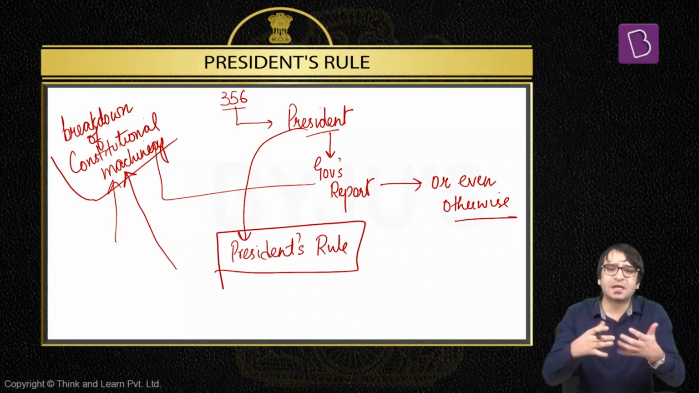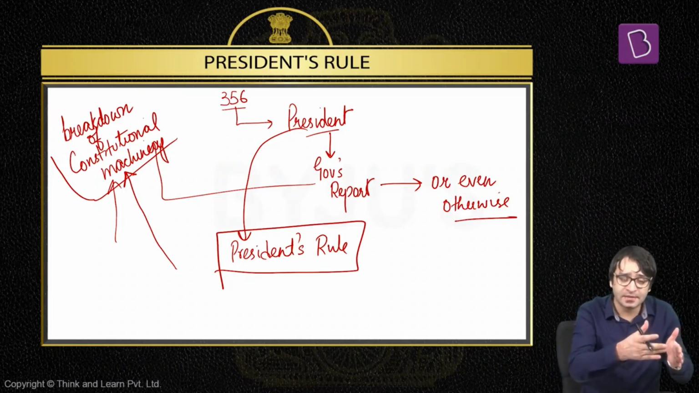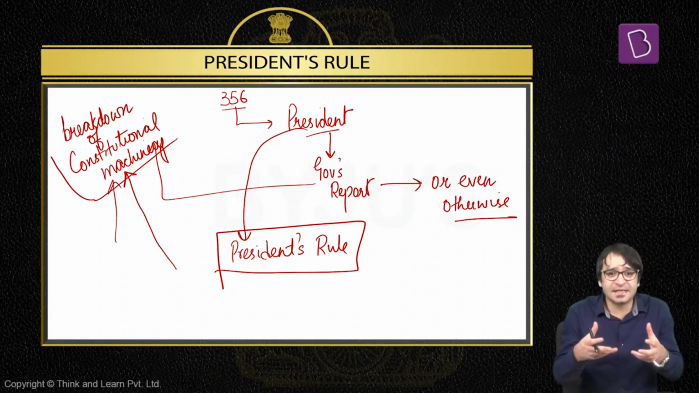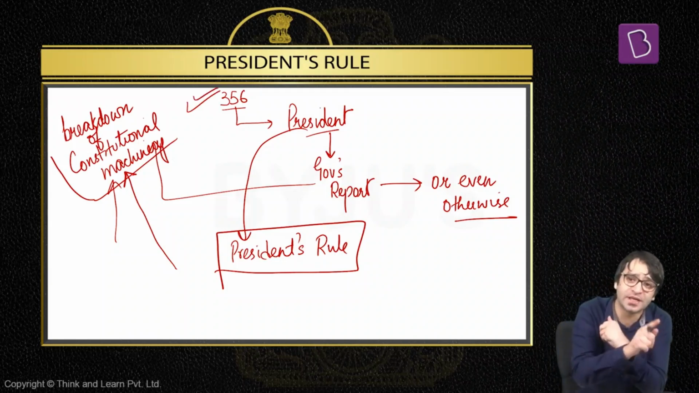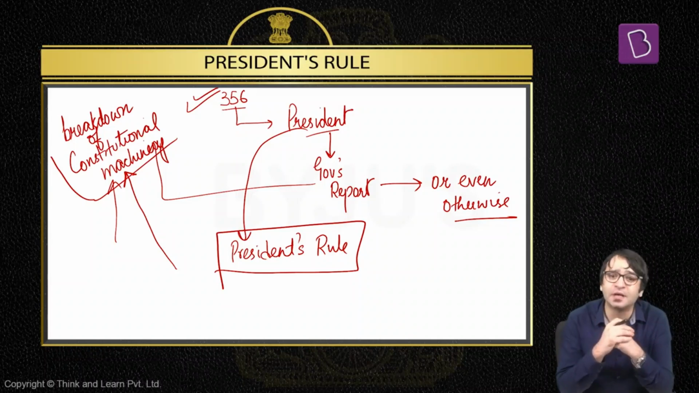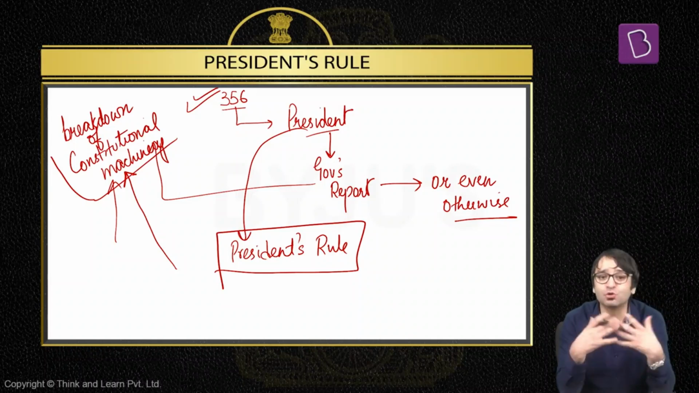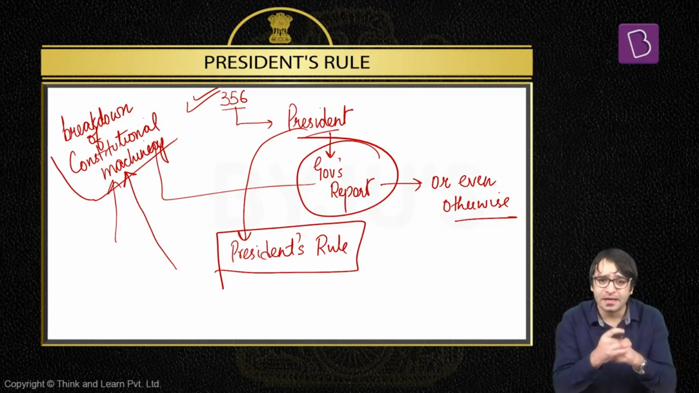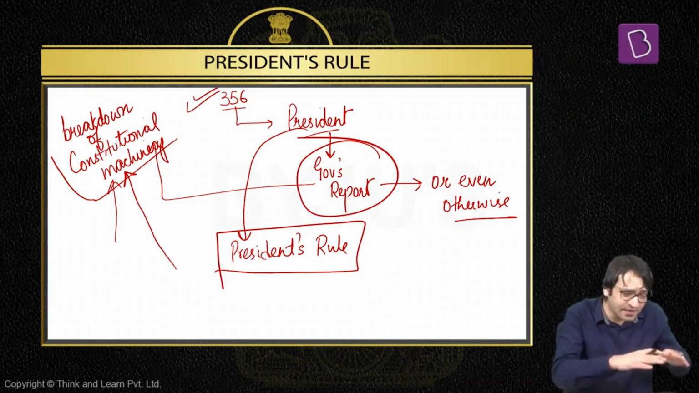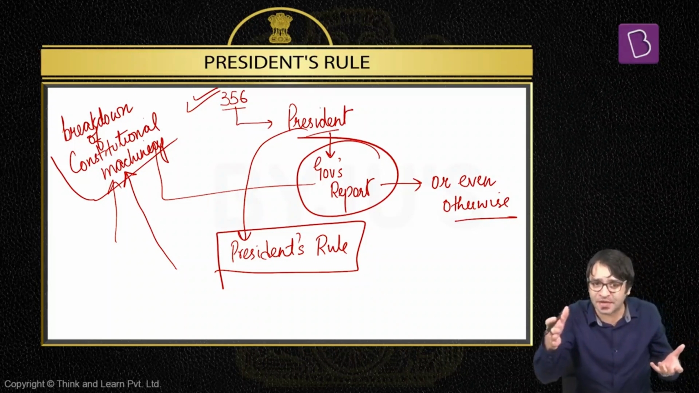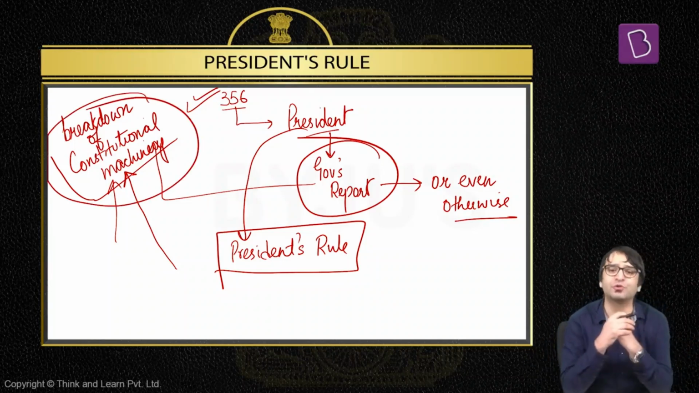But when I told you, if the president is satisfied on the basis of the report of the governor or even otherwise, sometimes the governor's report also is not required. But if the president is satisfied that there is breakdown of constitutional machinery, then president's rule under Article 356 can be imposed in that state. For example, in the early 1990s, M. Karunanidhi's government in Tamil Nadu was dismissed. President's rule was imposed in Tamil Nadu, even without a governor's report. That means although governor's report is important, it is not a necessary condition for the imposition of president's rule. Even in absence of governor's report, president can impose president's rule in a state if the president is satisfied that there is breakdown of constitutional machinery.